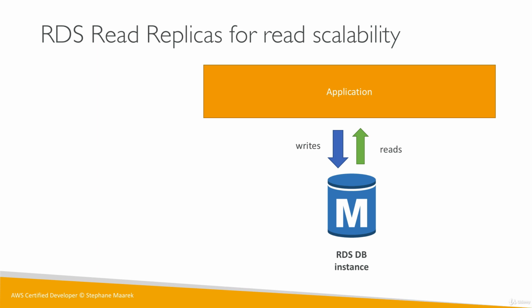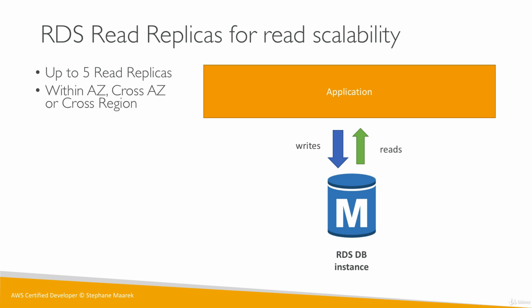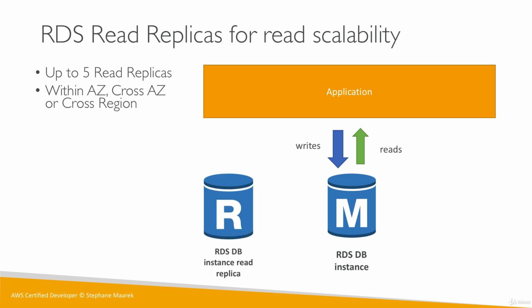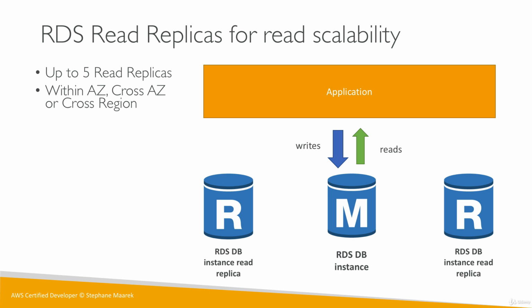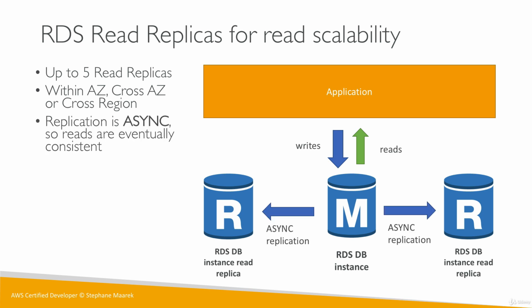So what happens is that you can create read replicas. Using this feature, you can create up to 5 read replicas. These read replicas can be within the same availability zone, or cross availability zone, or cross region. So you can create an RDS instance replica right here, one right here, and it turns out that the data replication between the master instance and the replica instance is asynchronous. So asynchronous means that the reads will be eventually consistent.